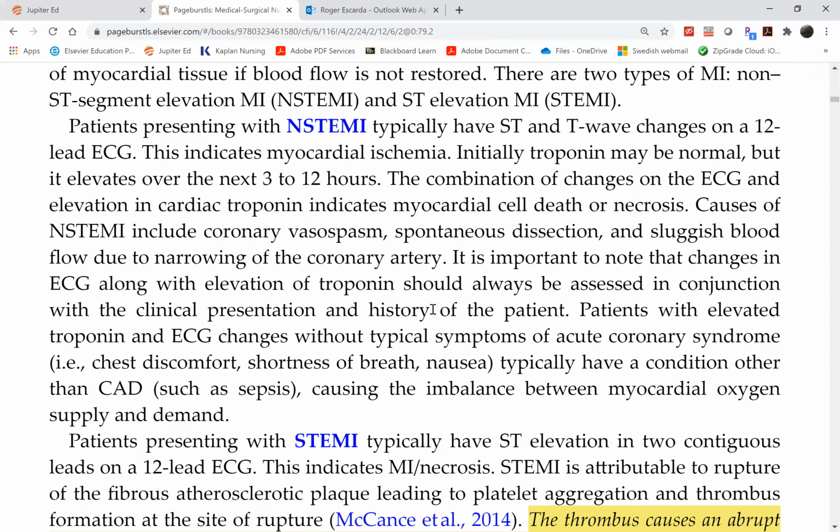There are a few things, because again, the three acute coronary syndromes are not easy to tell apart. When a patient comes in with chest pain, you're not sure if this is unstable angina, non-ST elevation MI, or ST elevation MI. We need a few tests in order to tell them apart.